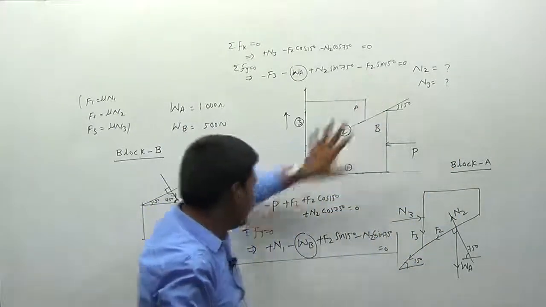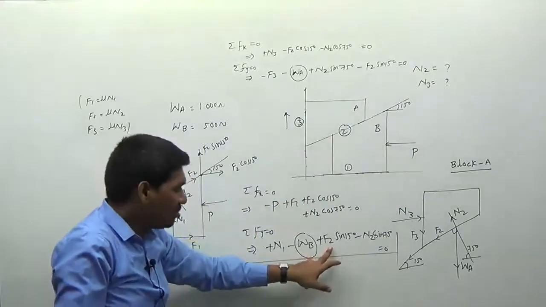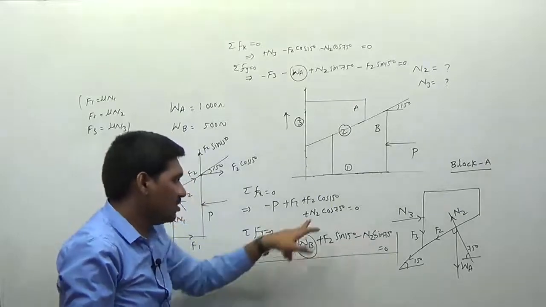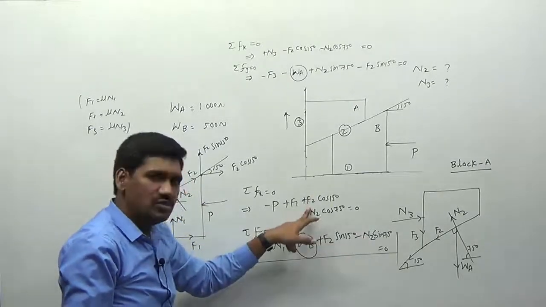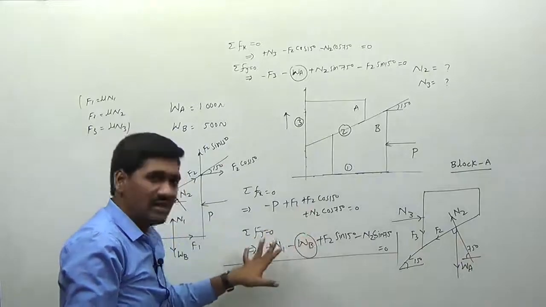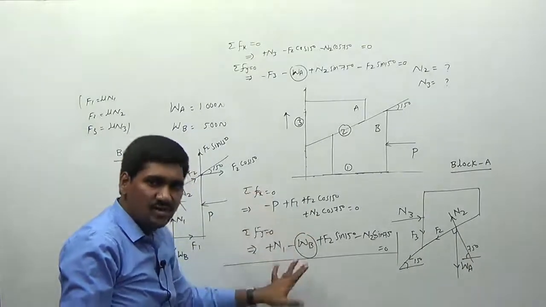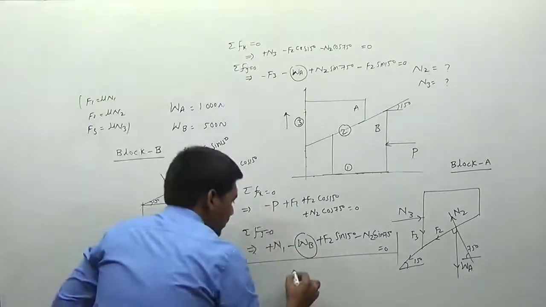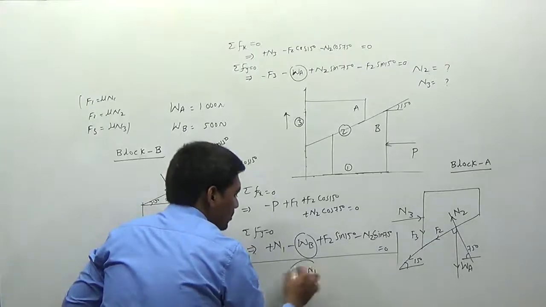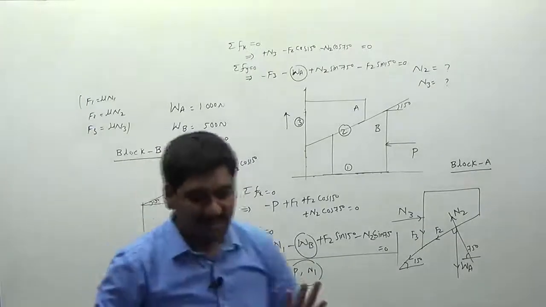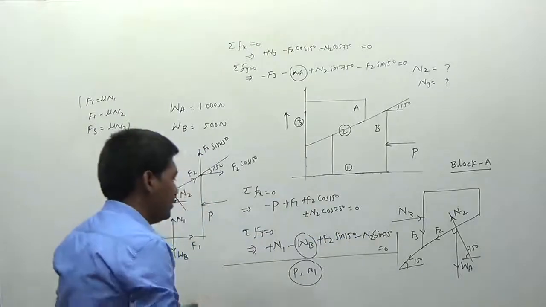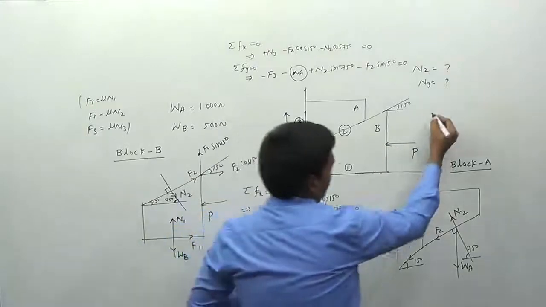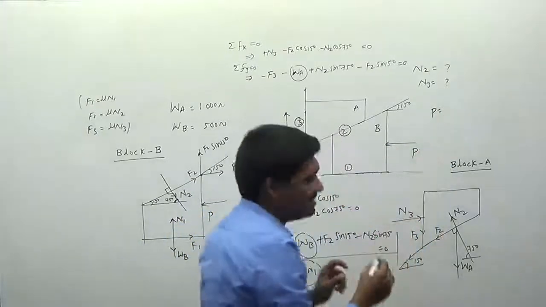Now substitute the value of N2 in this equation. Here you can write F2 is equal to mu into N2. WB is known. And you substitute the value of N2. And if you solve these two equations, then you can determine the values of P and N1. So this is the thing here. And after doing all the calculations, the value of P I am writing here. The value of P is equal to 871 newtons.